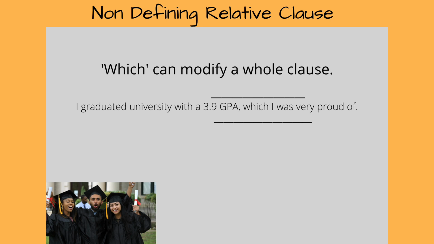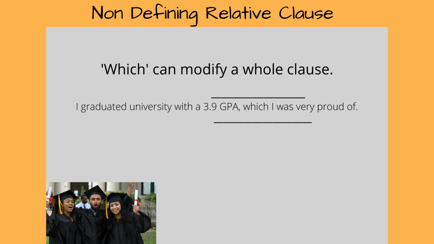I graduated university with a 3.9 GPA, which I was very proud of. The relative clause, which I was very proud of, modifies the whole clause before it. It is not just the noun before it. What was I proud of? The fact that I graduated university with a 3.9 GPA. The whole idea in that clause is what I was proud of.